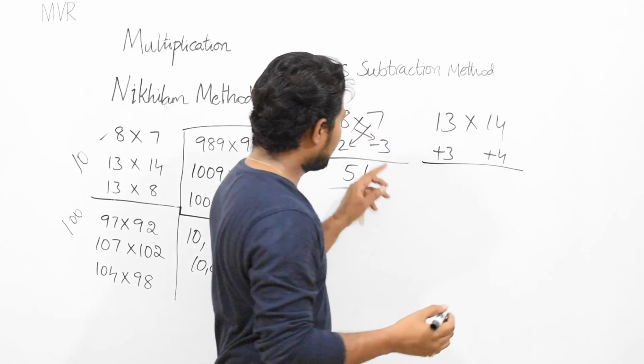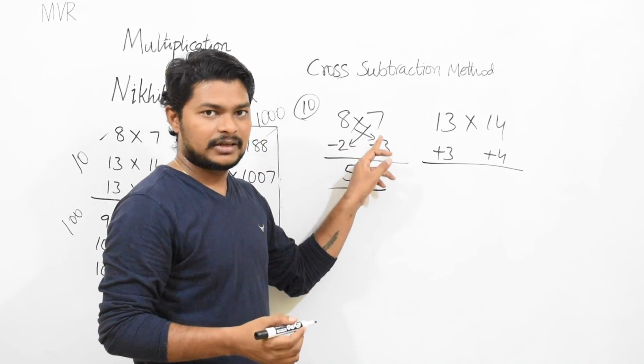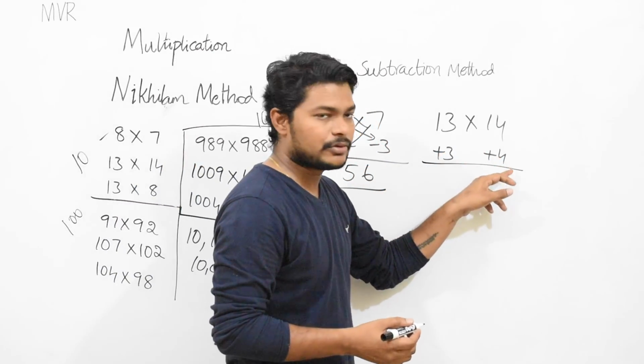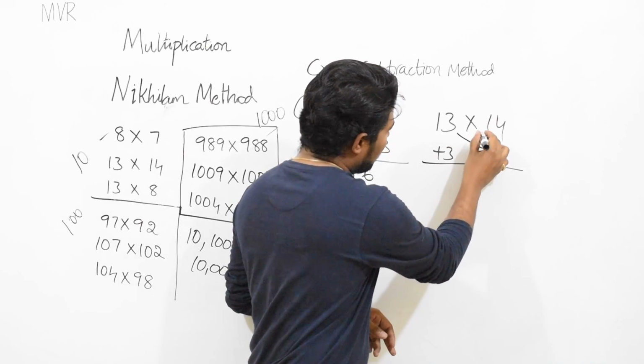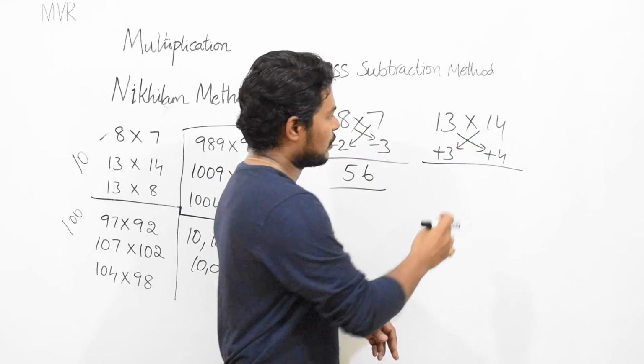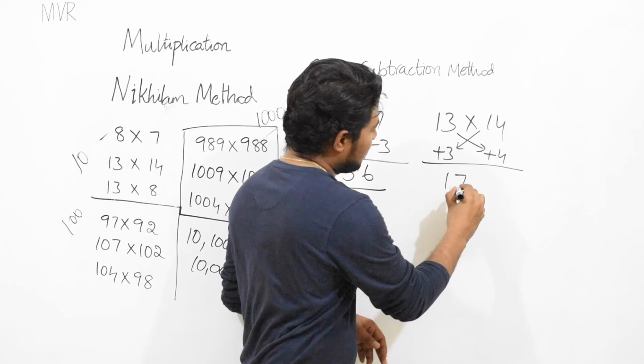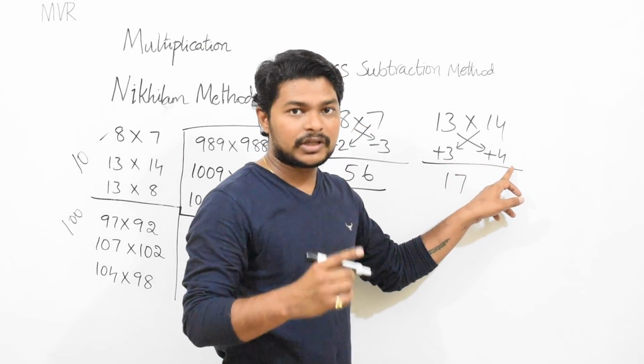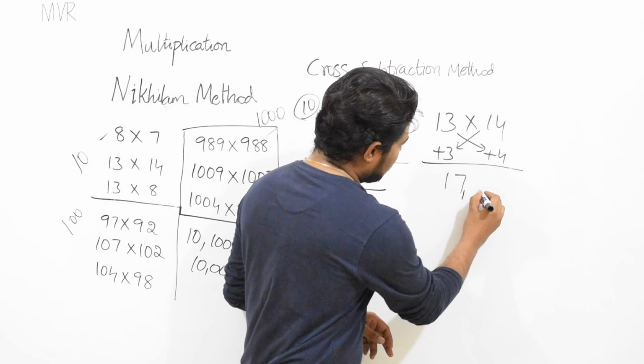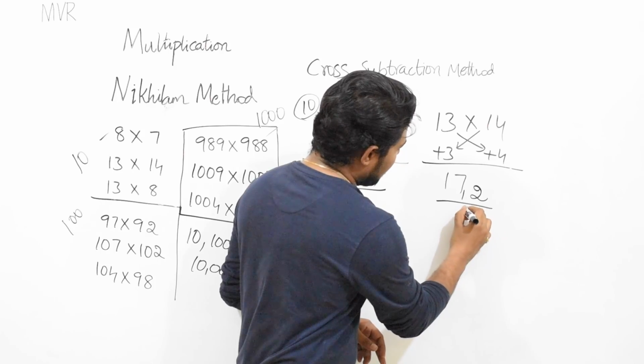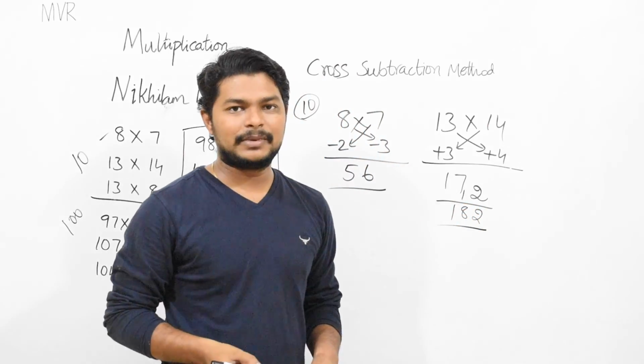Now here we have done subtraction, right? Here we need to do addition. Add this with this or this with this. Both are same. So 14 plus 3 will be 17. Now 3 into 4, that will be 12. So 182 will be the answer.